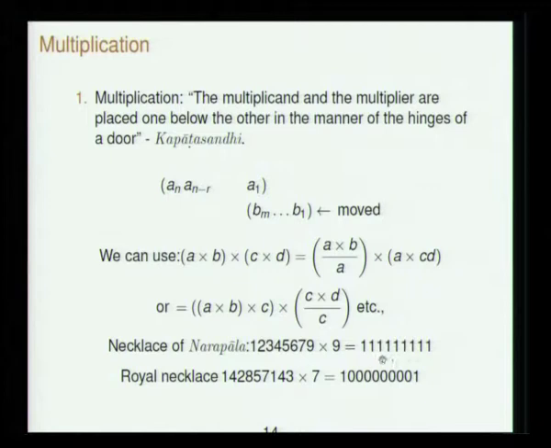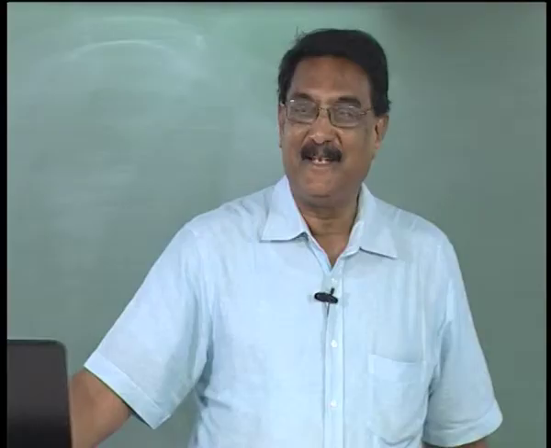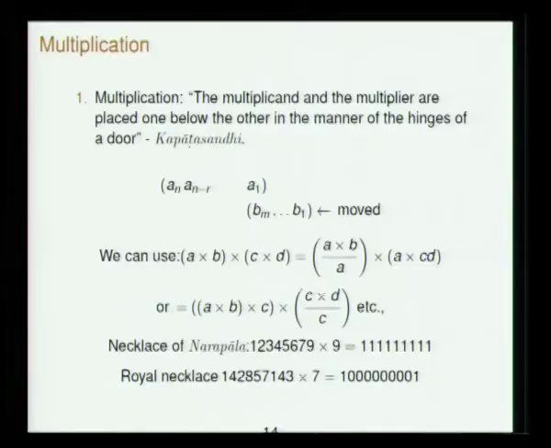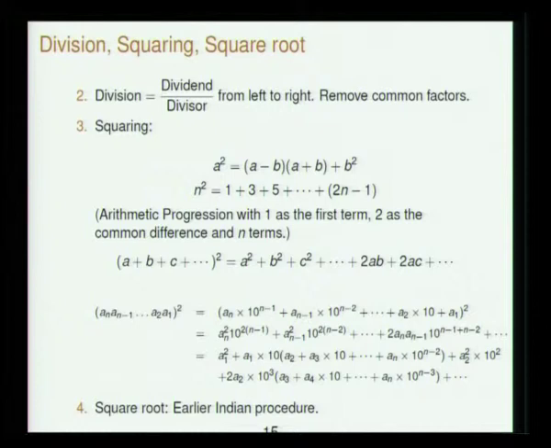Similarly, 14285714 into 7 is 1 into all the various zeros into 1. In fact, if you read the book, go through the work, it really has a very good sense of humor also. So, all these things, it does many things to attract students. Similarly, division is dividend by divisor from left to right, remove common factors. So, all those things are done.